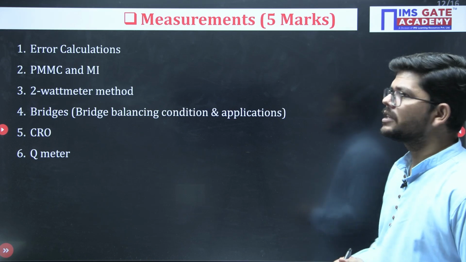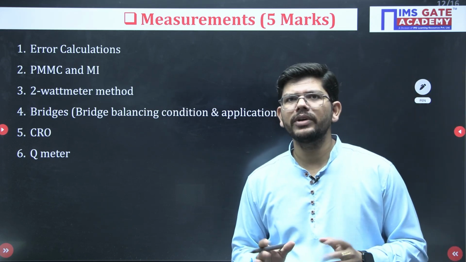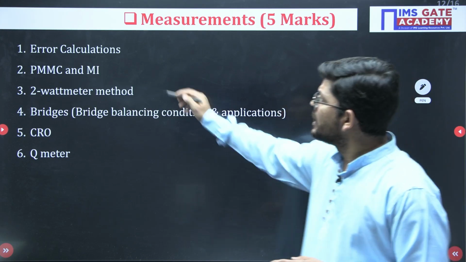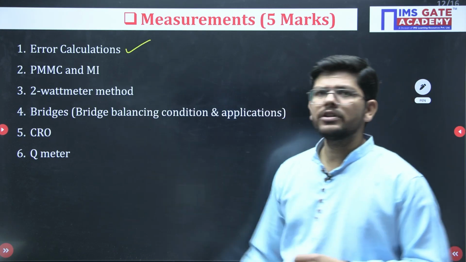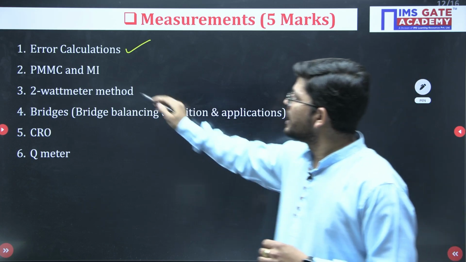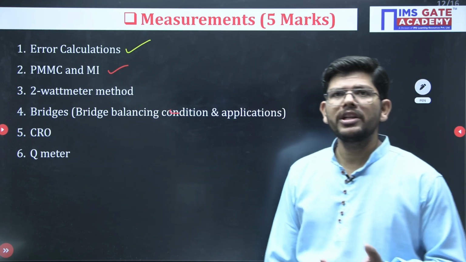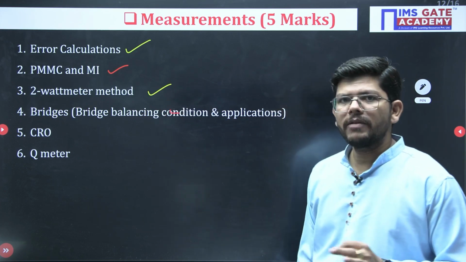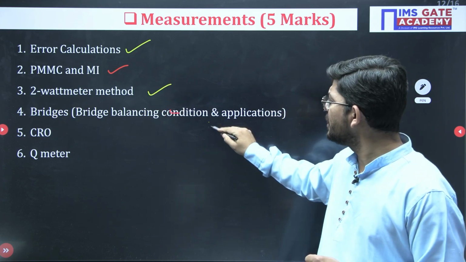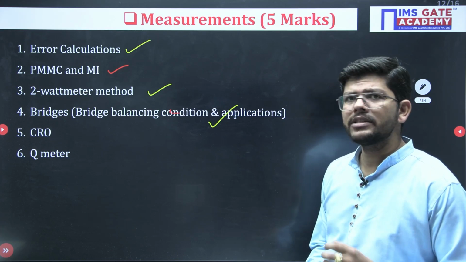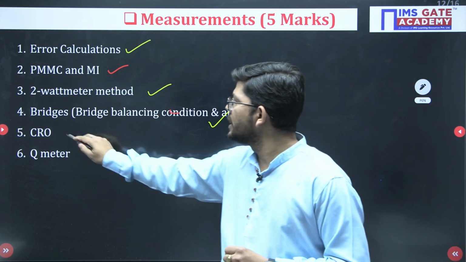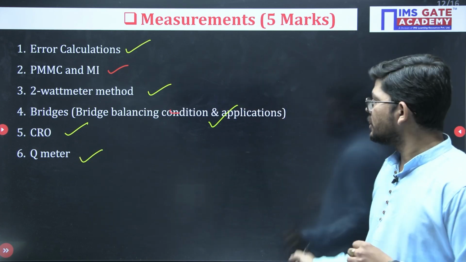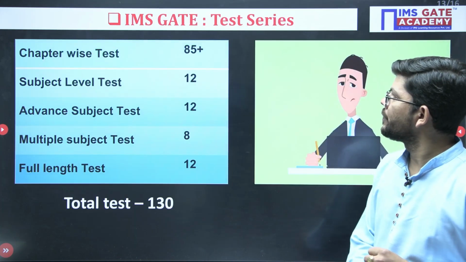Then comes the measurement. Weightage is around 5 marks, okay? But measurement has a very vast syllabus. You can only focus on these topics: error calculations, numericals on error calculations, PMMC and MI instruments, what they measure, average value or RMS value, two wattmeter methods of power measurement, different bridges and their applications, balancing condition of bridges, basics of CRO and Q meter. So these are the topics of measurement that you should prepare, okay?